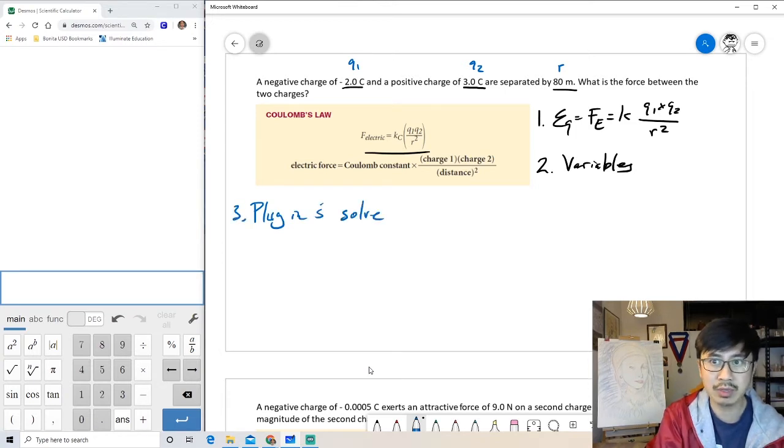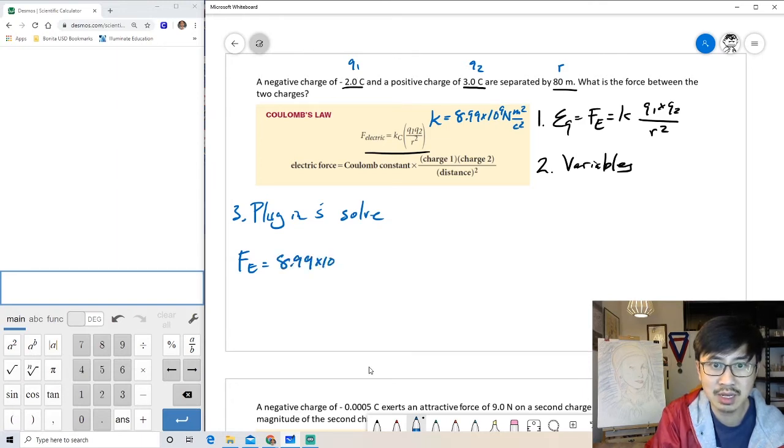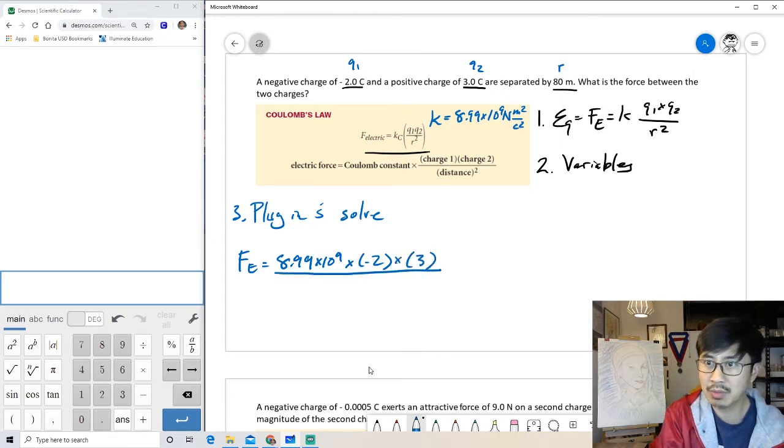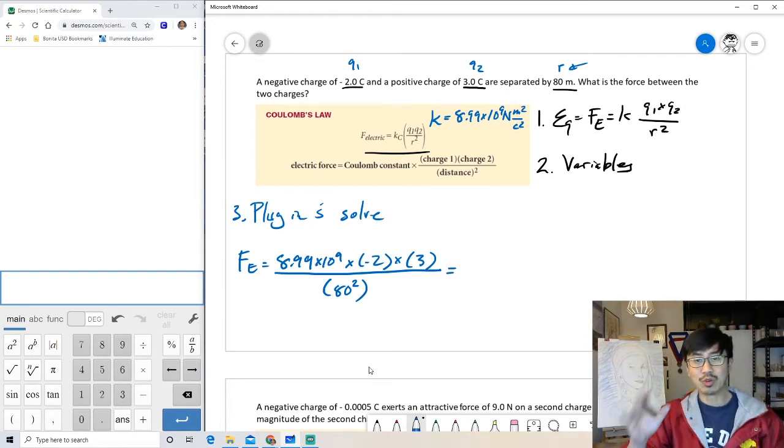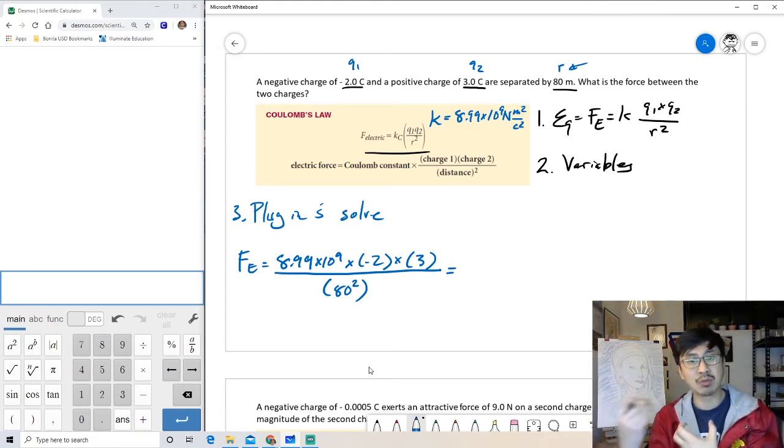So that's step 3. That means my electric force is equal to K. I should tell you what K is. K is equal to 8.99 times 10 to the 9th newton meters squared per coulomb squared. I'm going to ignore the units till the very end. So here, the electric force is equal to 8.99 times 10 to the 9 times -2, that's my Q1, times 3 divided by my r squared. My r is 80, so divided by 80 squared. This thing is going to be really, really big, and it's going to be negative. Because it's a negative number, we know that the charges attract each other. When it's positive, it repels. But let's plug it in.